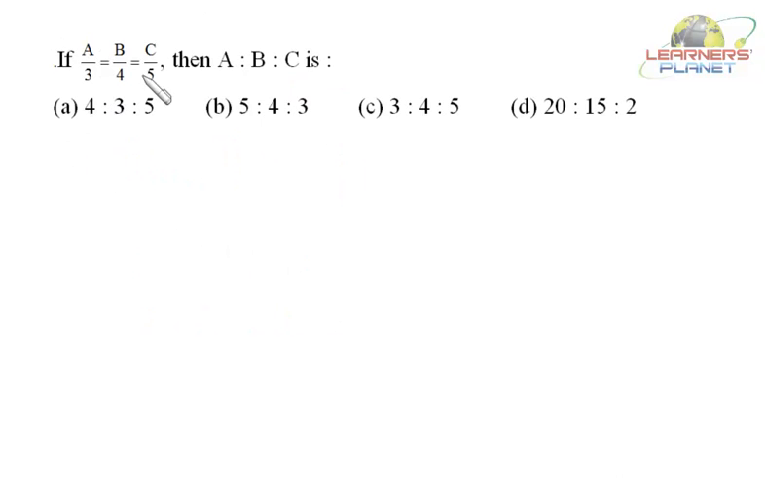Now in this question, a by 3 is equal to b by 4 is equal to c by 5, and we have been asked about a is to b is to c. But obvious and quite simple, the ratio will be 3 is to 4 is to 5. Okay friends.